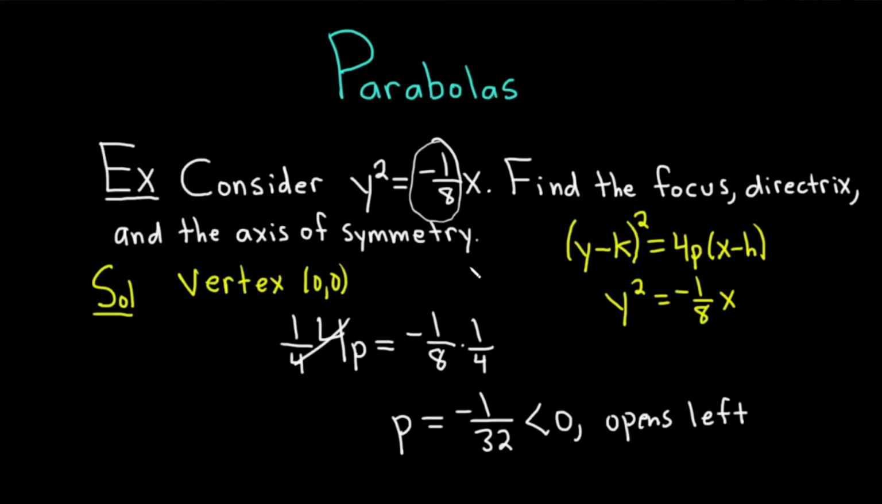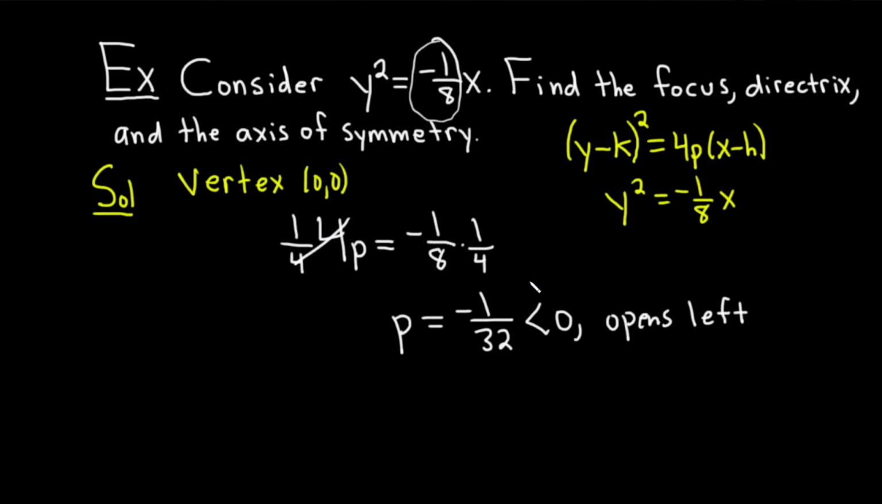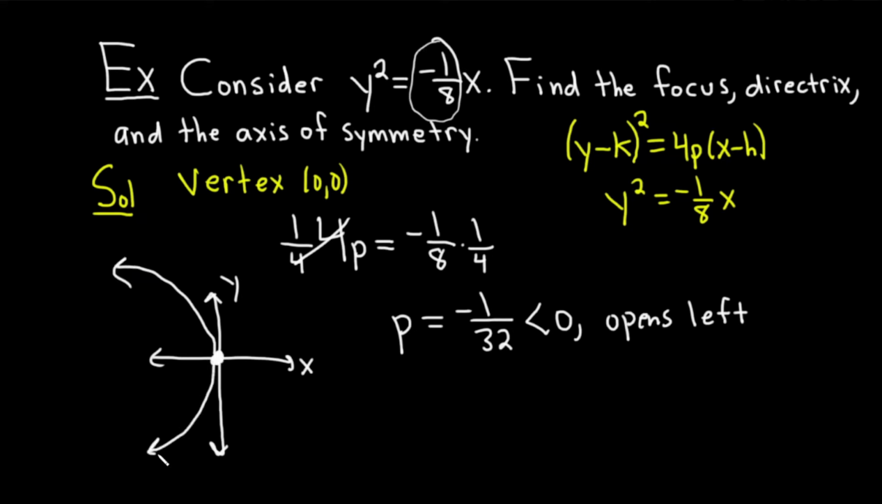Now let's draw a quick sketch of the parabola, and that's going to help us get the rest of the answers. I'm going to show you how. Here's the y-axis, and here's the x-axis. So x, and here's y. The vertex is 0, 0, and we know it opens left, so it's going to look something like this. Not drawn to scale, just a rough sketch. Now we have to find the focus, directrix, and the axis of symmetry.